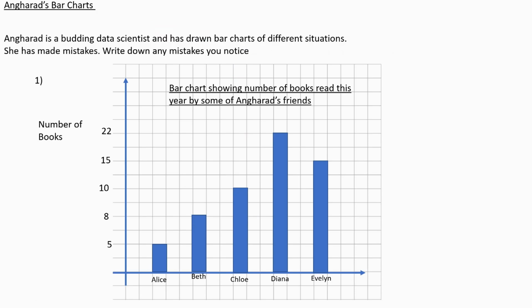This bar chart, the mistake's a little bit more subtle, but if you notice, the y-axis has an irregular scale. It's not going up in the same amount, which means that this is a completely wrong bar chart mathematically. So this is probably one of the worst issues you could have. There's also, more subtly, no label on the x-axis. They should say name or name of Angharad's friends or something like that.